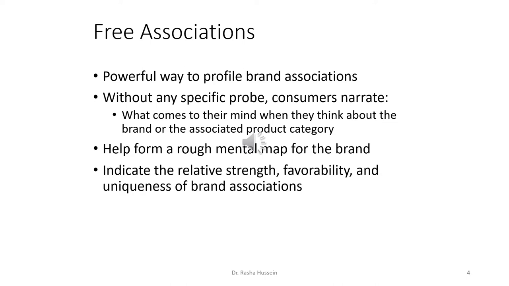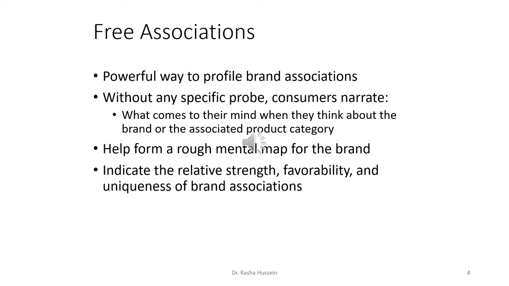Here we are taking McDonald's as an example. These associations, this rough mental map, indicate the relative strengths, favorability, and uniqueness of brand associations. How does it do so? Indicating the relative strengths: the first things you mentioned in the associations, like, for example, fast and convenient. This means that if all subjects or the vast majority of subjects who are asked what they think of McDonald's admit that fast and convenient come first, those are the strong points about McDonald's that really affect consumer decision making.